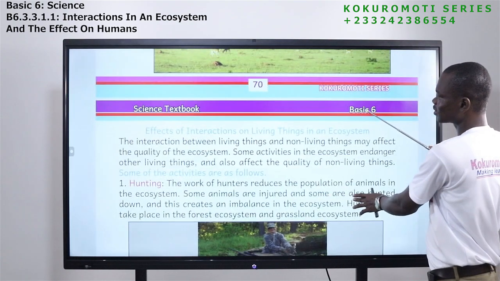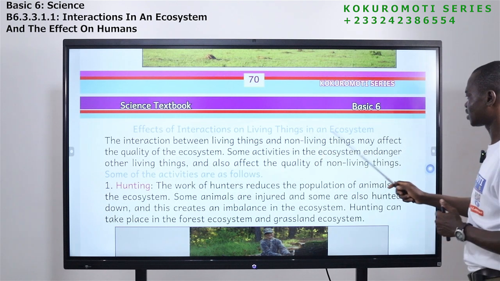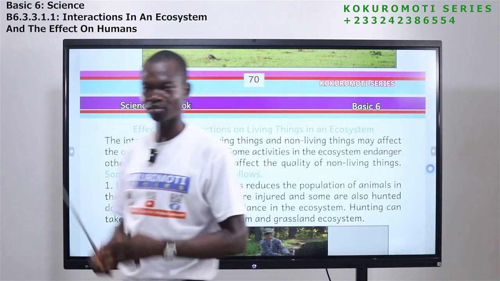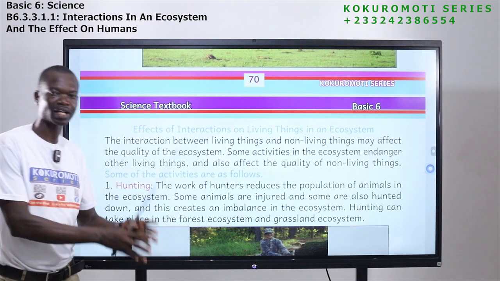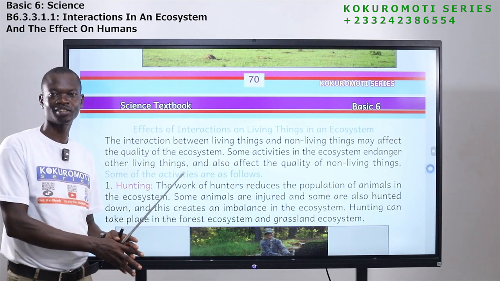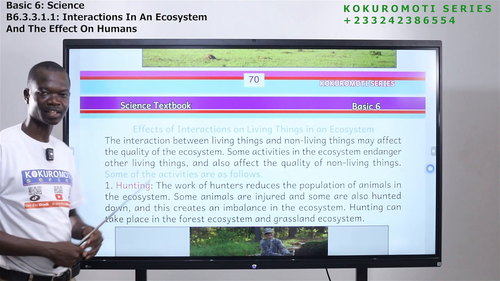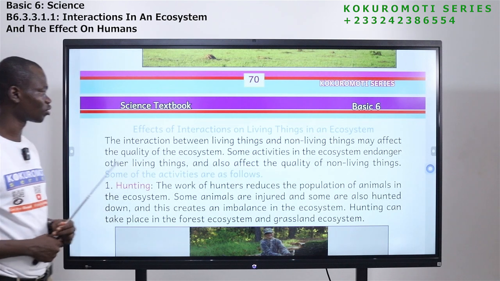Now let's look at this. Effect of interactions on living things in an ecosystem. So the interactions that happened, what are the effects? We are going to look at the effects. One living thing depending on another living thing, or one living thing depending on other non-living thing. What are the effects of these interactions in the ecosystem?